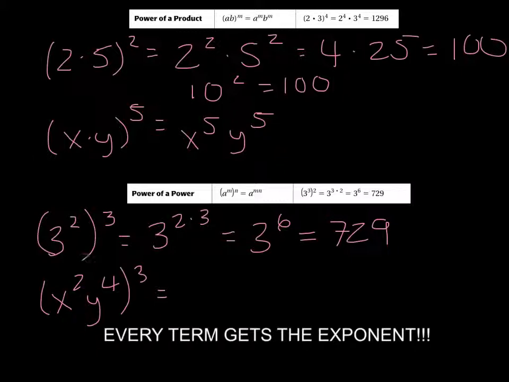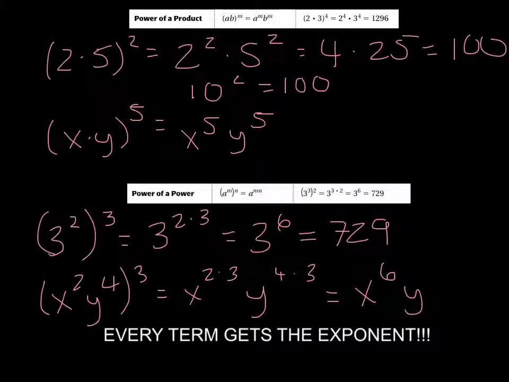So the x squared gets raised to the third power, and the y to the 4th gets raised to the third power. So when we evaluate this term, x squared raised to the third power looks like x to the 2 times 3, and y to the 4th raised to the third power looks like y to the 4 times 3. And evaluating those exponents, we get x to the 6th, y to the 12th.